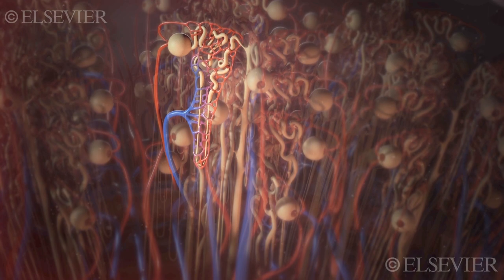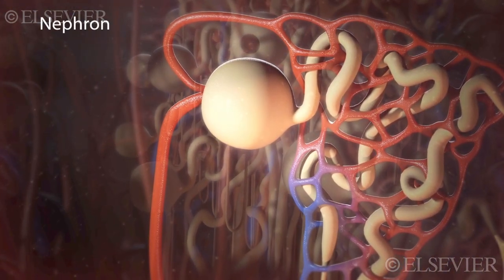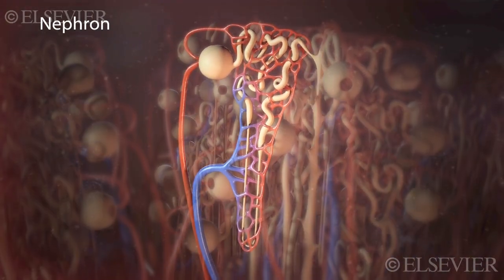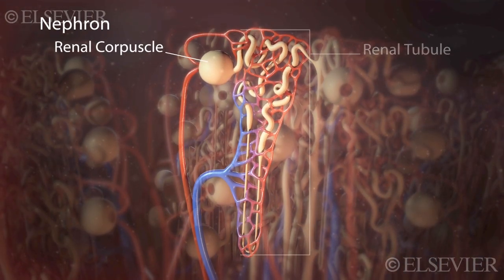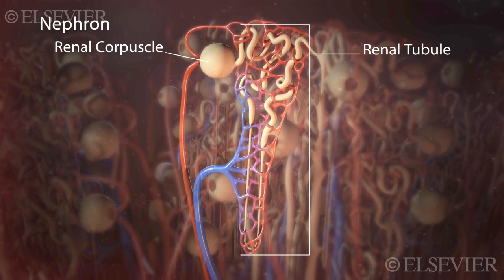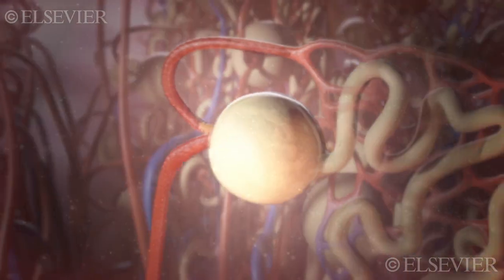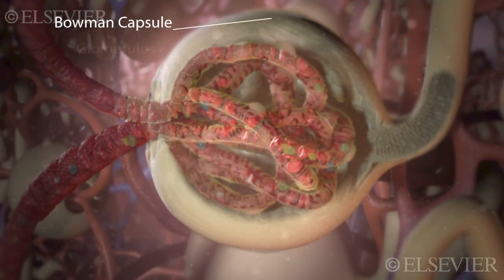There are more than 1 million functional units, called nephrons, within each kidney. A nephron consists of two parts, the renal corpuscle and the renal tubule. The renal corpuscle is the first part of the nephron and makes up most of the kidney's cortex. The renal corpuscle consists of the Bowman capsule and the glomerulus.